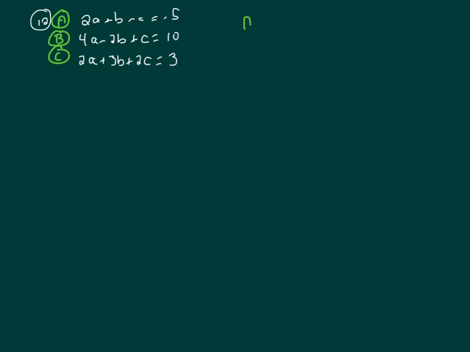So I'm going to take equation A and equation B and just rewrite them. So I have 2a plus b minus c equals negative 5.